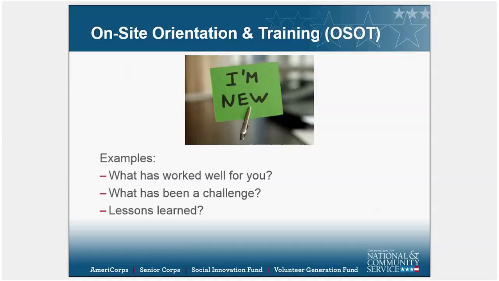I think a challenge is just trying to get all the sites to do their OSOT. We give them examples of activities, different things that they should be doing, which helps, but a lot of times they don't actually put in their own. I think a lesson learned is that having one or two required activities for on-site has been really helpful, and just helping the site supervisors do that process.